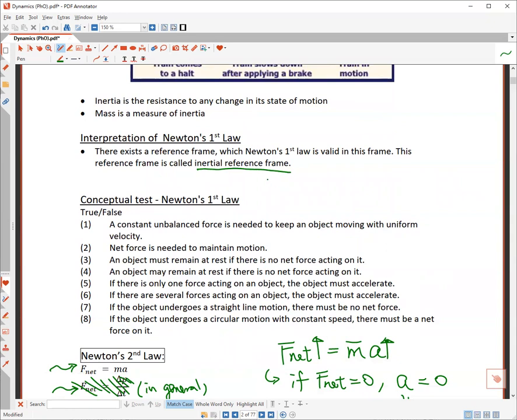So we can't define two things in one formula. You understand what I mean? We can only define one thing from one formula. So Newton's first law states that there exists a reference frame, which we call the inertial reference frame, such that Newton's first law is valid. So this also implies that there exist non-inertial reference frames. If something is always true, then we know we don't need to define it.